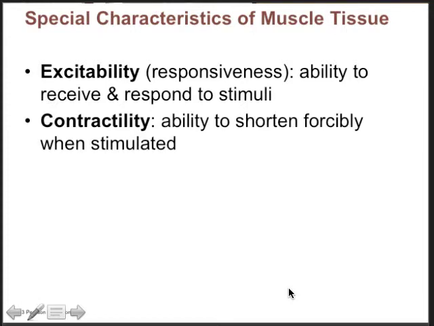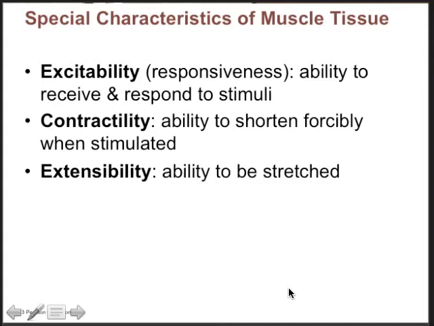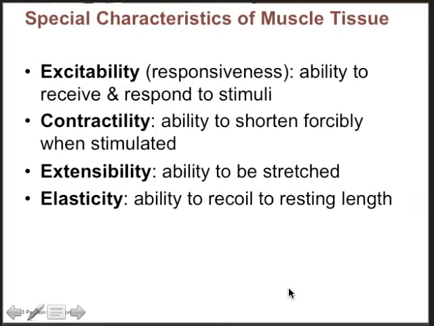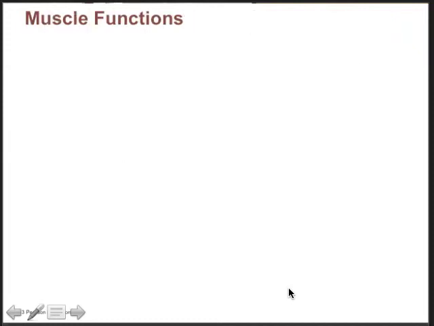Contractility is the ability to shorten forcibly when stimulated. Extensibility is the ability to be stretched, and elasticity is the ability to return to your original resting length after you've been stretched. Okay, so muscle tissue exhibits all of these.